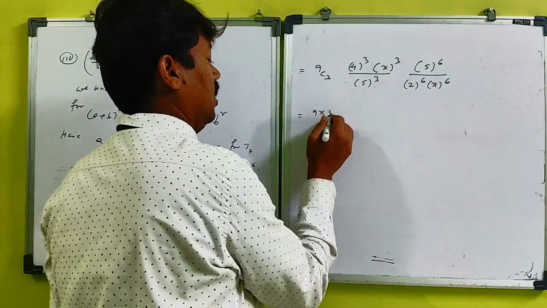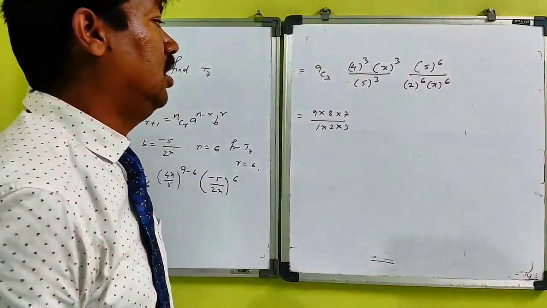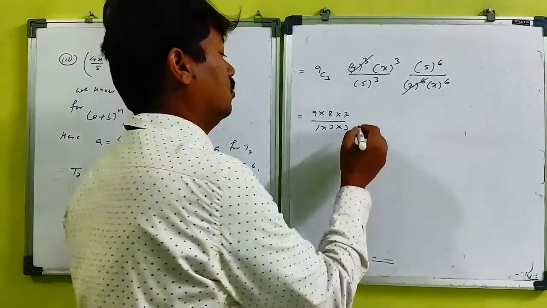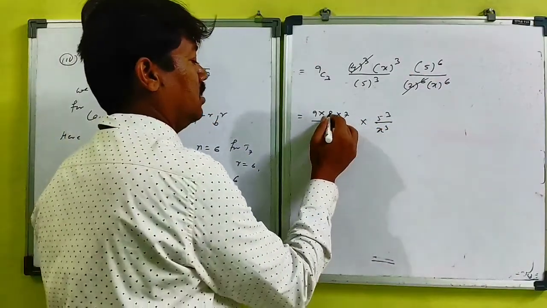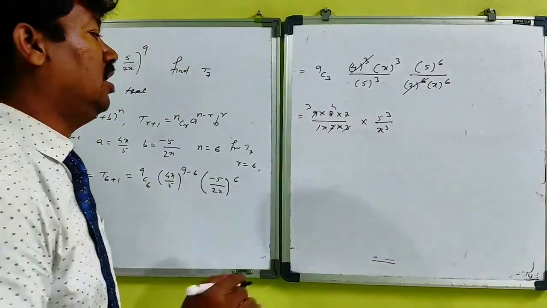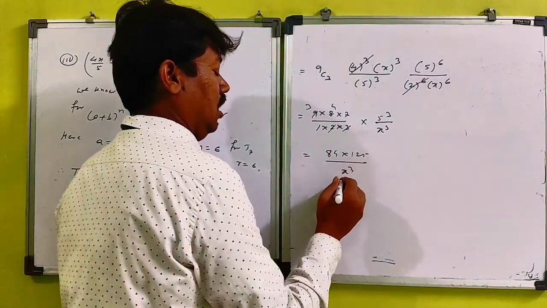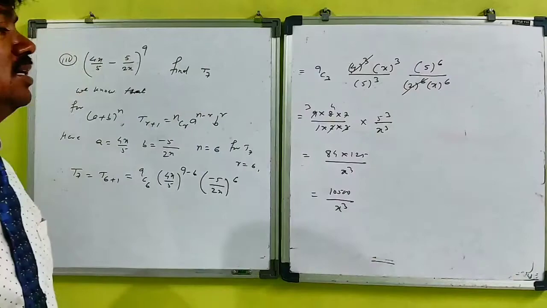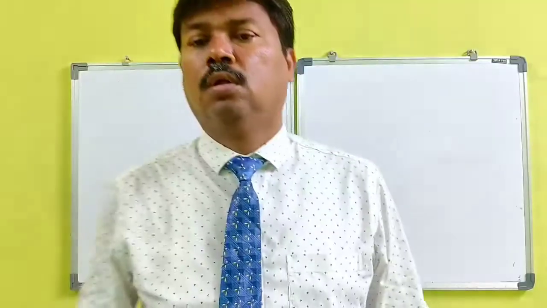So 9 into 8 into 7 divided by 1 into 2 into 3. 2 raised to 6 and 4 raised to this cancel out, and this becomes 5 cube upon x cube. So 2 cancels with 4, 3 cancels with 3. 3 into 4, 12, 12 into 7, 84. So it is 84 into 125 upon x cube. So that is 10500 upon x cube. That is the answer for this.